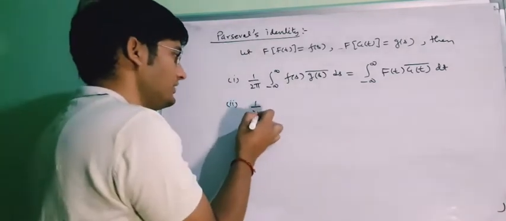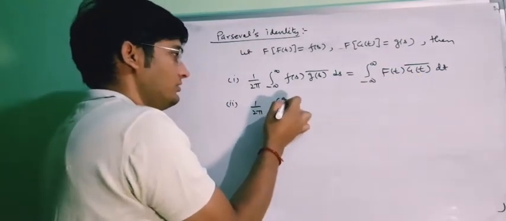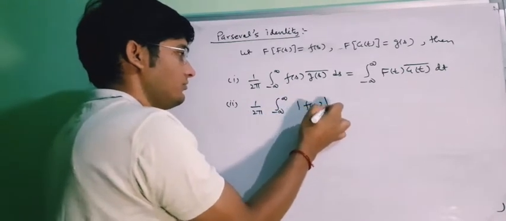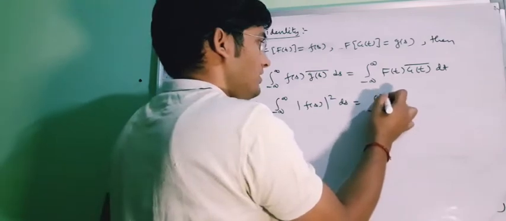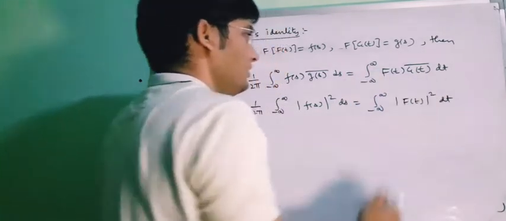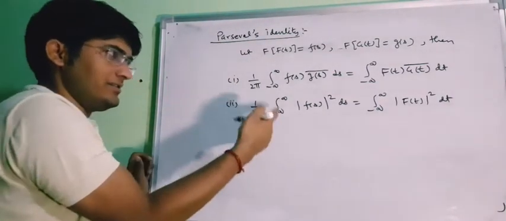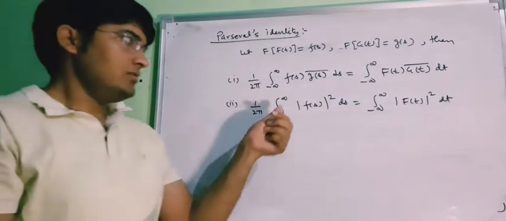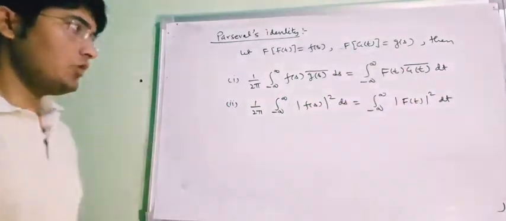And for the second case, if f(t) equals g(t), then here we will get the modulus of f(s) squared, and here we will get the modulus of f(t) squared. So this is your Parseval identity. Let us prove the first part, and the second part is very easy. We have to replace g(t) by f(t).